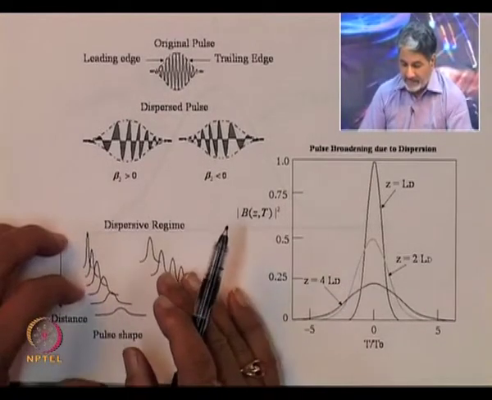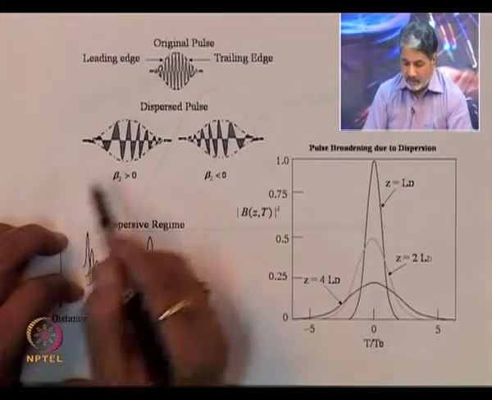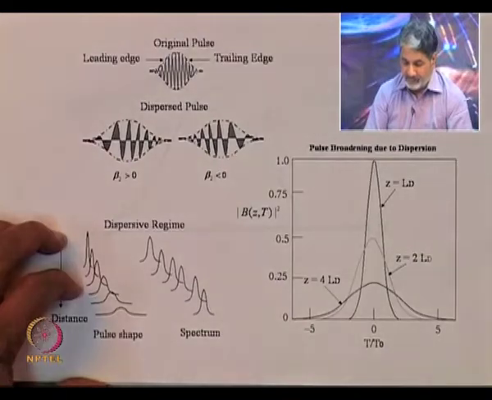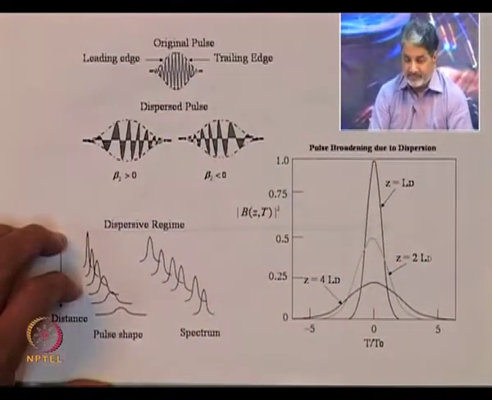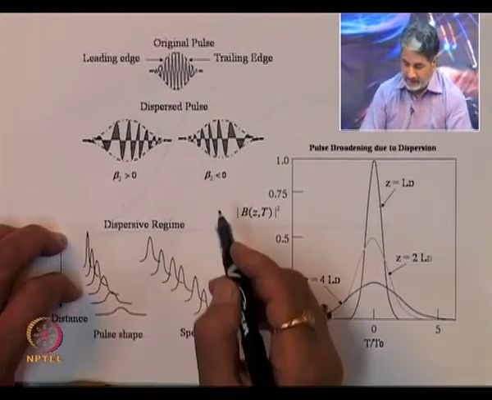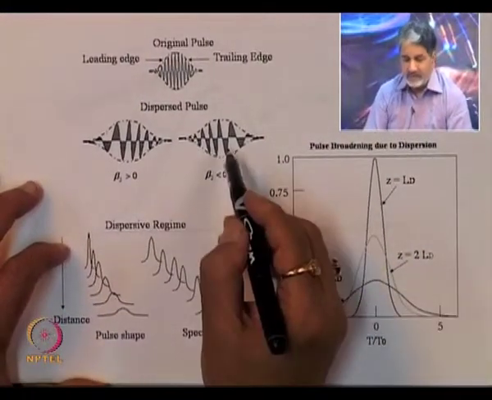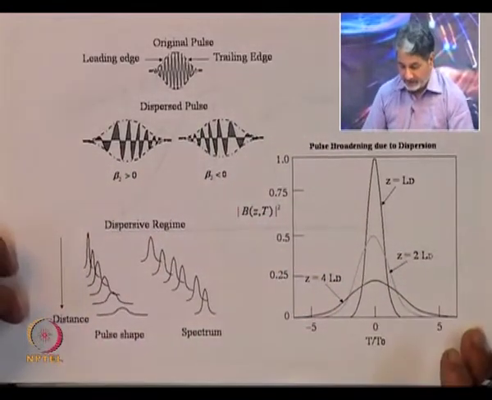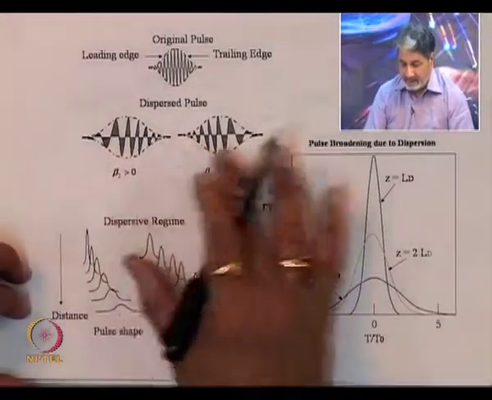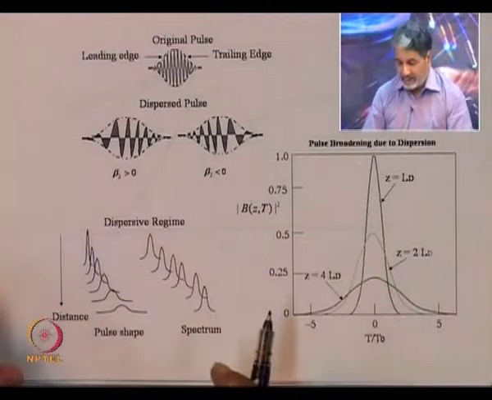So, what has happened is that in this situation, the low frequencies have gone ahead, because this is the leading edge. In this situation, the low frequencies are left behind and the high frequencies are gone ahead. So, if I consider the situation like this, then you will see high frequencies move faster than the low frequencies in the anomalous dispersion regime, and exactly opposite happens in the normal dispersion regime. But in both cases, the spectrum remains the same, only the phases of different frequencies are getting modified.